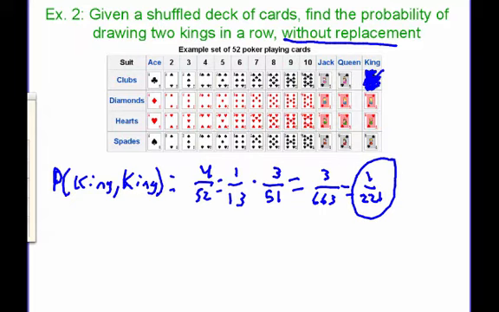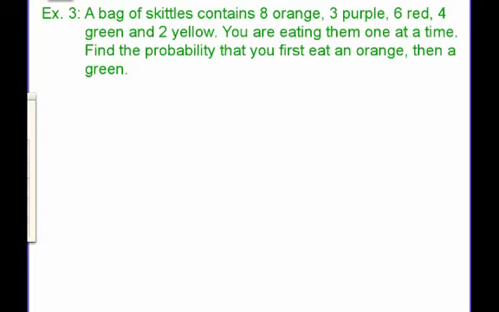All right, example 3 says a bag of Skittles contains 8 orange, 3 purple, 6 red, 4 green, and 2 yellow. You're eating them one at a time. Find the probability that you first eat an orange and then a green. So let's kind of draw this out.